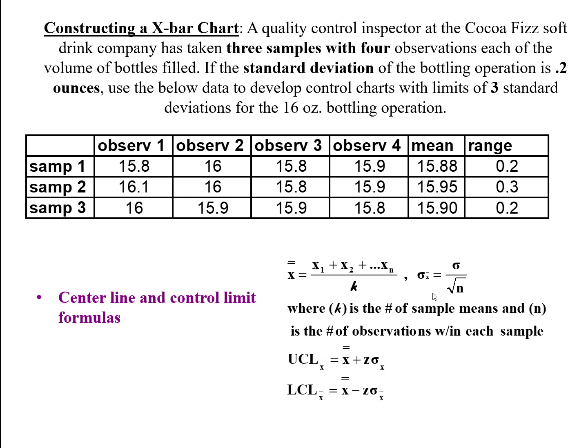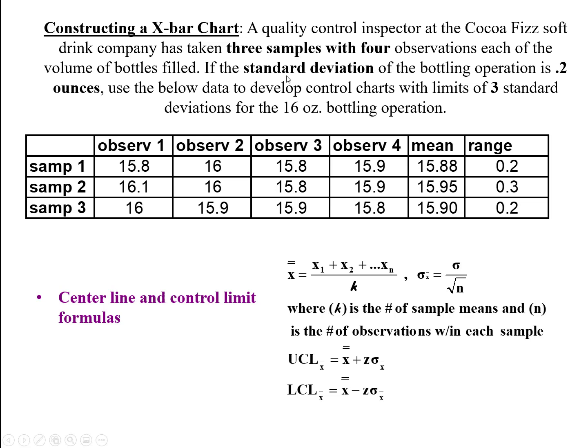So before going to discuss more, I'm just going to discuss a very simple example for the X bar chart. Constructing an X bar chart: a quality control inspector at the Coca Fits soft drink company has taken 3 samples with 4 observations, each of the volume of bottle filled. Let's suppose a quality inspector is visiting a specific cold drink factory, and the factory name is Coca Fits. They want to check how much volume of drink they put in each bottle, because the company claims.